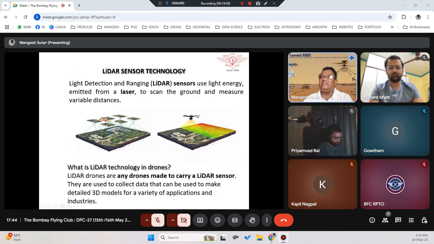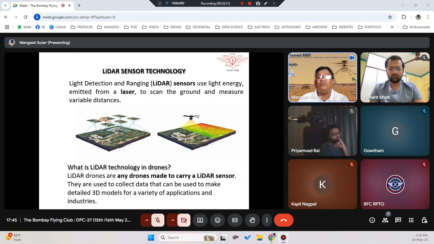Then we have lidar sensor technology. Lidar is nothing but light detection and ranging. The sensor uses light energy emitted from a laser to scan the ground and measure variable distance. So a laser pulse is dropped on the ground and it keeps on measuring the distance. As your lidar is moved, it keeps on sending laser pulses and captures the data. It measures the variation, has that information, and based on those inputs, it will create the image. Okay.